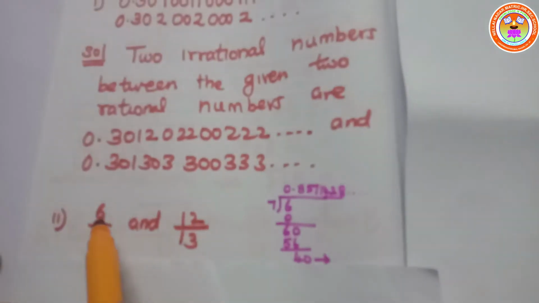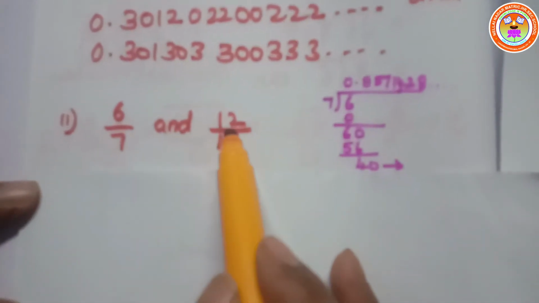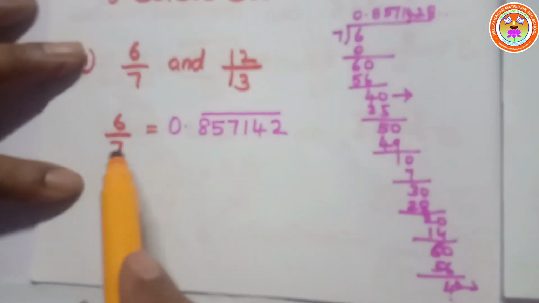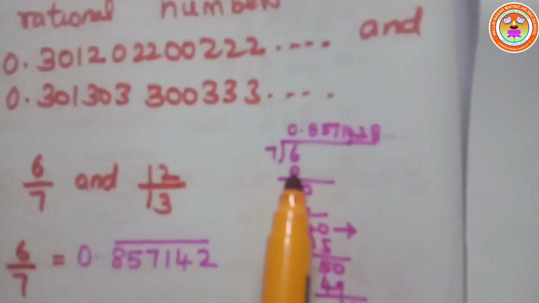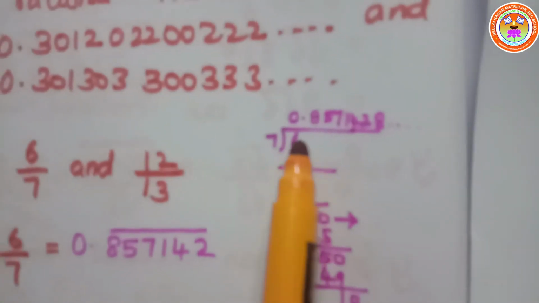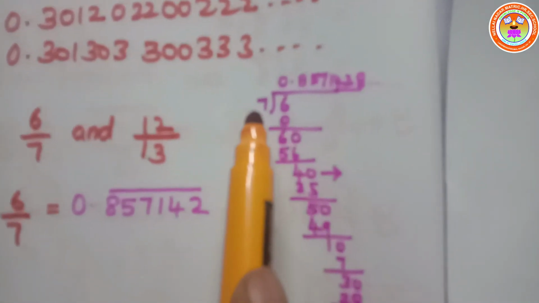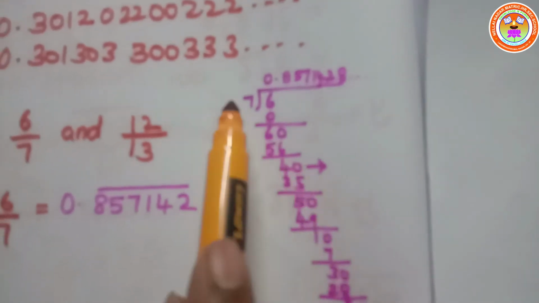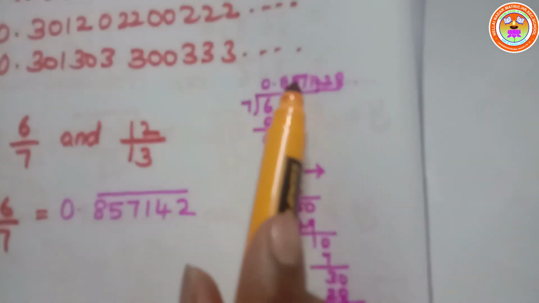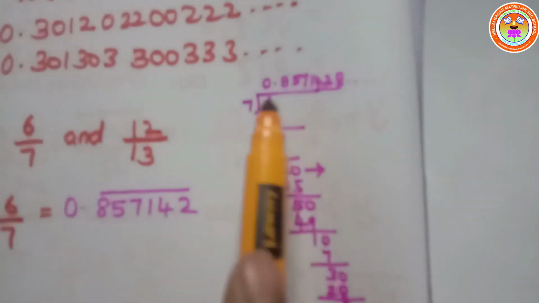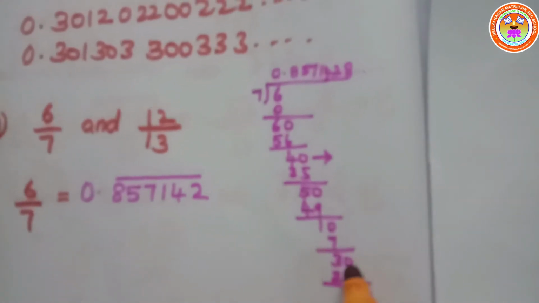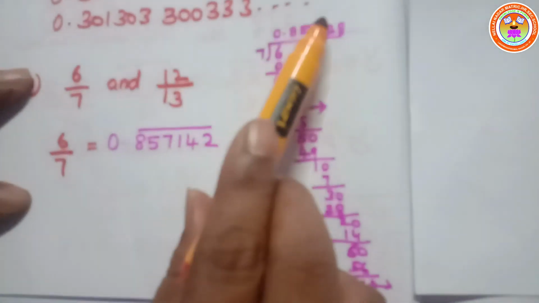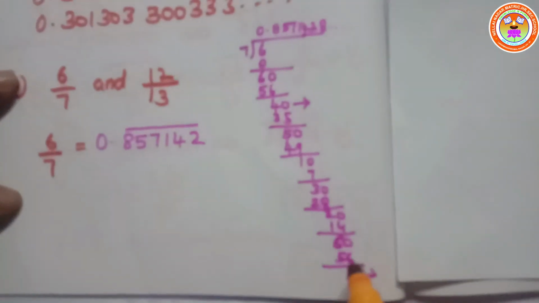So the third sum is what? Same way, any two rational numbers between 6 by 7 and 12 by 13, right? First you take 6 by 7. When you divide 6, how many times? 0. Balance 6. 0.0, right? Then how many times 7? 7 eights are 56. Balance 4, 0. 7 fives are 35. Balance 5, 0. 7 sevens are 49. Balance 1, 0. 7 ones are 7. Balance 3, take 0. 7 fours are 28. Balance 2, take 0. 7 twos are 14. Balance 6, 0.